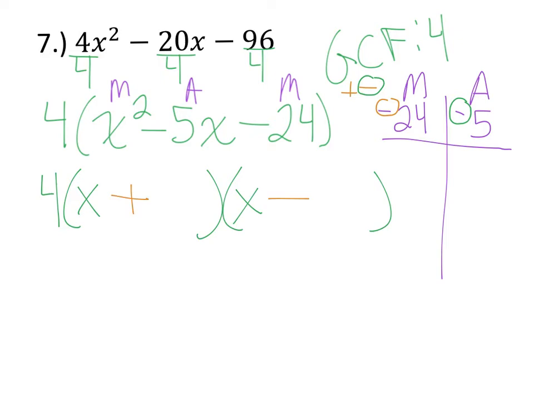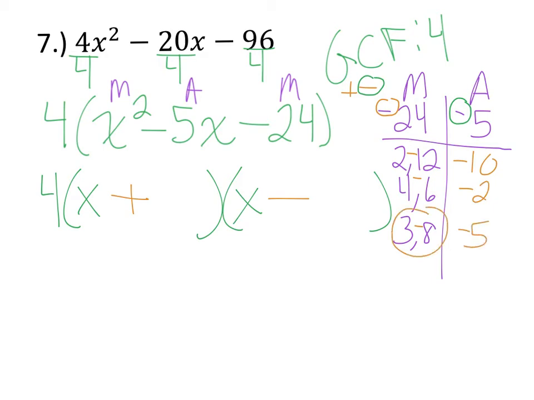Okay, so just start listing numbers that multiply to give you 24, or look at that multiplication chart, right? I know that 2 and 12 work, I know 4 and 6 work, I know 3 and 8 work, and then because you know about your signs, I know my bigger number is going to be the negative one, and I can go straight across and add until I get negative 5, and I find my 2 factors. So positive 3, negative 8.